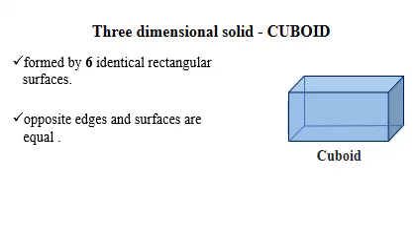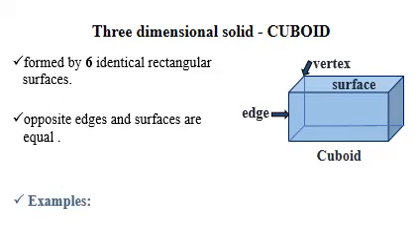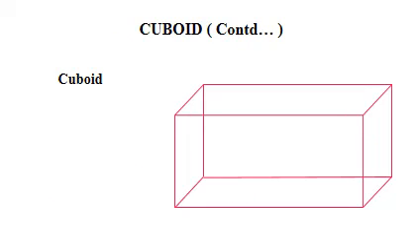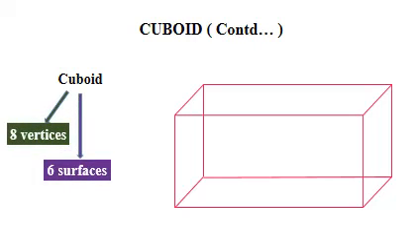Please look at the figure. This is the edge, the corner of a cuboid, which is named as vertex. And this is one of the 6 surfaces in a cuboid. Now I would like to add some examples from daily life. Book, brick. So these are the examples of a cuboid from our daily life. A cuboid has 8 vertices, 6 surfaces, and 12 edges.